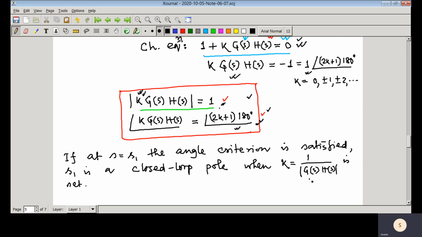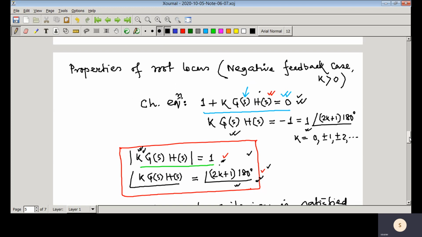If we just set K equal to this one, that means for this particular value of K, S1 would be the pole of the characteristic equation because it satisfies that angle condition. So this is very important. That means in root locus, what we do, we just vary this K and try to find the value of S so that this particular equation is satisfied. That means that is the characteristic equation.